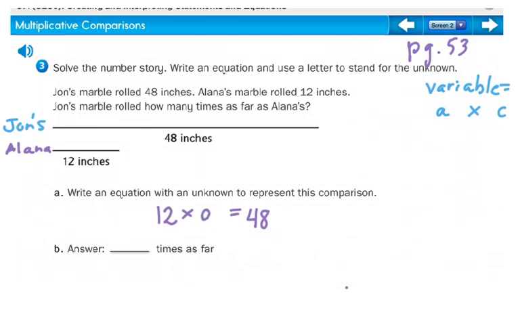So I'm going to use the letter A. Now, we tend not to use X's because X can also represent multiplication. So I'm solving for A. Another way to say this would be 48 inches divided by Alana's 12 inches gives me how many times greater? The answer is, and we want to learn those 12s as well as up through 10 multiplication facts, 12 times 4 would give us 48.